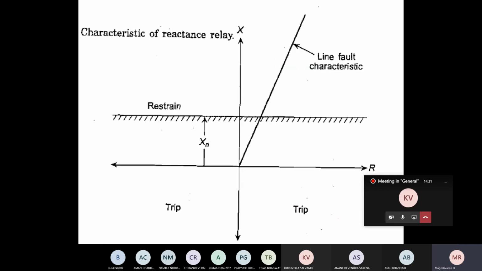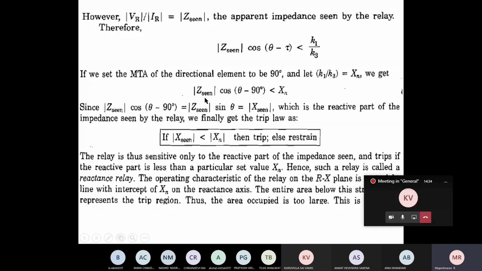So from that we saw that Z seen can be converted into X seen. After multiplying it with cos(theta minus tau), making tau equal to 90 degrees, you will get Z seen sin theta, which can be written as X seen. So once you are considering the reactance observed by the relay, its threshold value should also be represented using the X value only. So instead of Xh, it has been noted as Xn. Both are the same. So when X seen is less than Xn, it is going to trip.